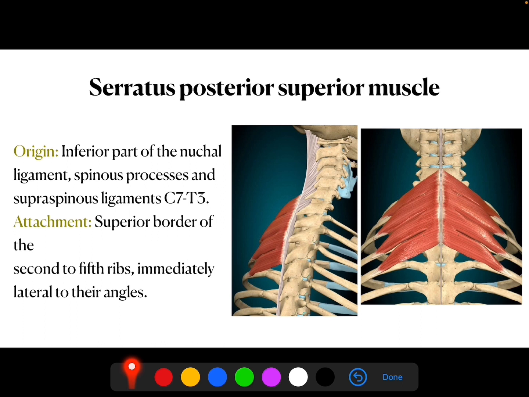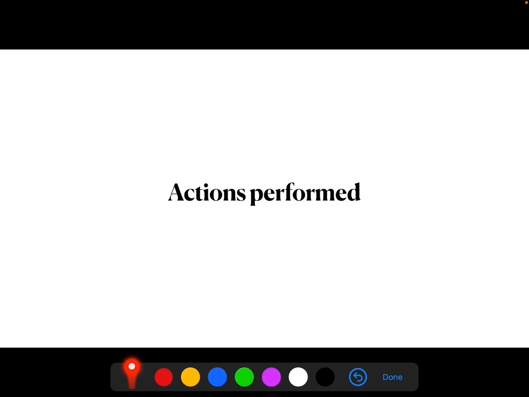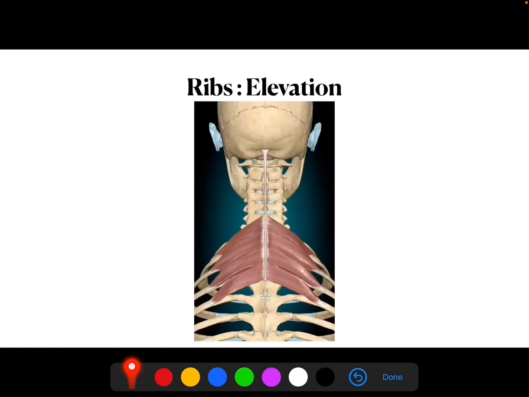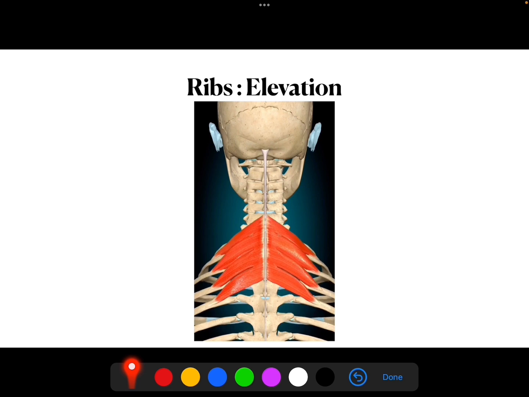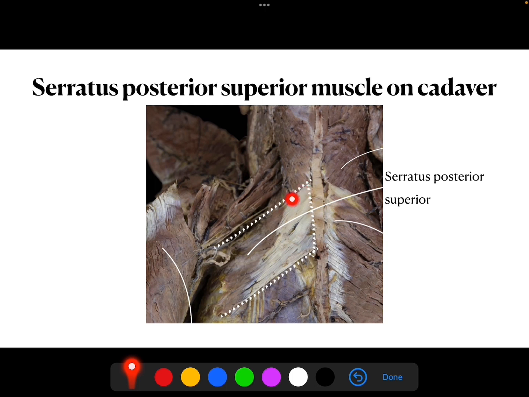Serratus posterior superior muscle. It originates at the inferior part of the nuchal ligament, spinous processes and supraspinous ligaments from C7 to T3. It attaches at the superior border of the second to fifth ribs, immediately lateral to their angles. Actions performed by this muscle: elevation of ribs, this is what serratus posterior superior muscle looks like on the cadaver.